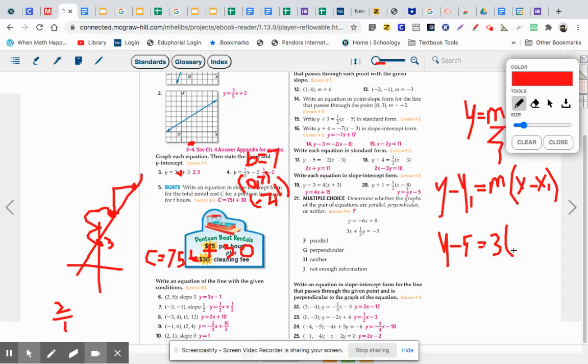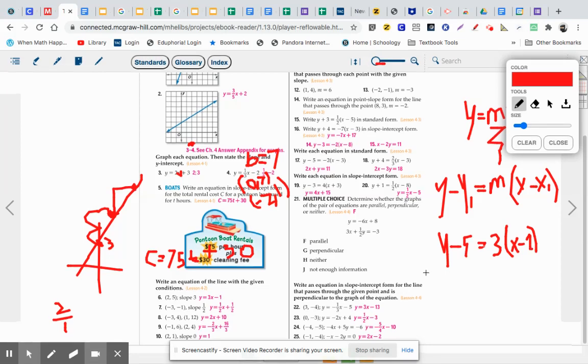Okay, so there's my slope, and then x minus x1, and my x1 is a 2. So I'm going to do x minus 2. So now I have it in point slope form. I'm just going to go ahead and simplify that by using the distributive property to break the parentheses. So now I have y minus 5 equals 3x minus 6.